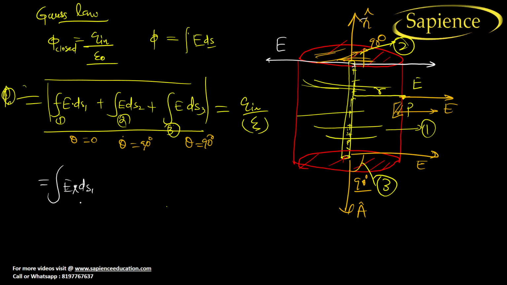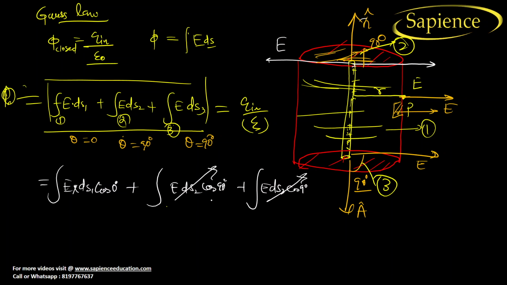So the dot will be removed. Why? Because this will be E dot ds, meaning integration of E ds cos 0 degree, plus integration of E ds cos 90 degree, plus integration of E ds cos 90 degrees. So these will automatically get cancelled out, right? And this is equal to total charge enclosed by epsilon naught.